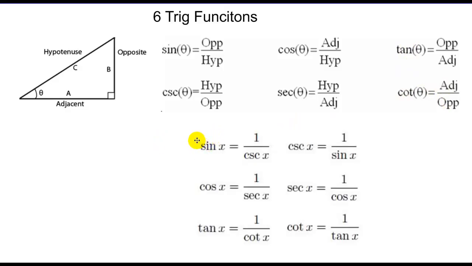It can also be said that if the cosecant is the reciprocal of sine, then sine is the reciprocal of the cosecant. And likewise for cosine and secant and cotangent.